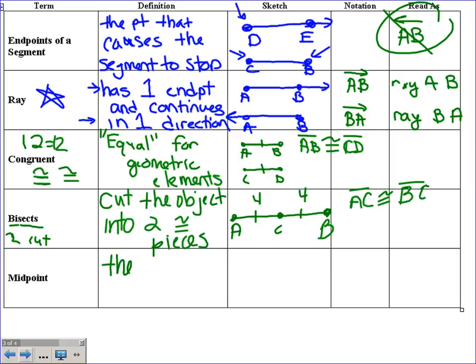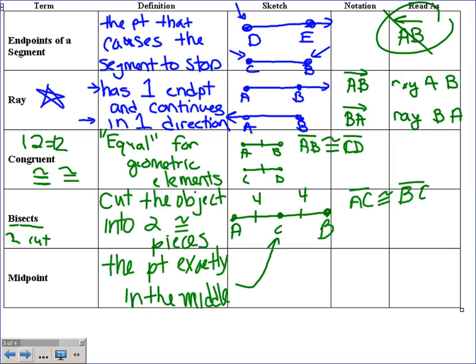Midpoint. Guess what? Mid means middle. The point exactly in the middle. Refer to C.